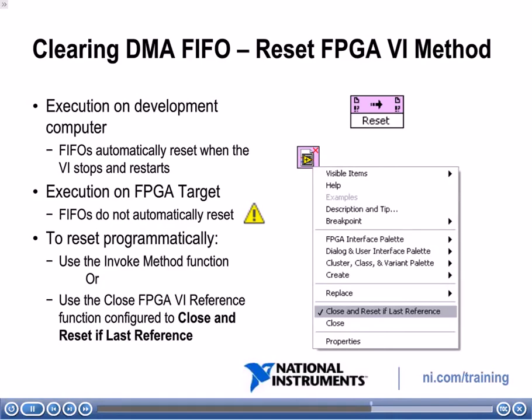This is not indicative of what happens if you're actually executing on the FPGA target. If it's compiled and running on the FPGA target, the FIFOs do not automatically reset between starting and stopping. So to reset your FIFOs properly programmatically, you can either use the invoke method function and choose the reset method, or use the close FPGA VI reference function, making sure it's configured for close and reset if last reference. Typically I like to put the reset method at the very beginning of my VI.